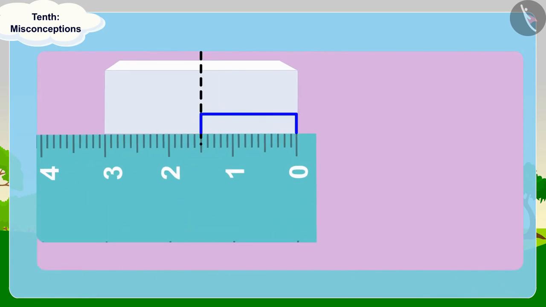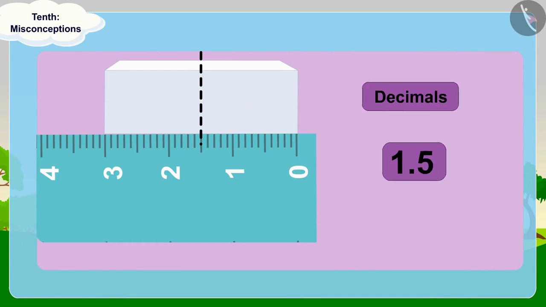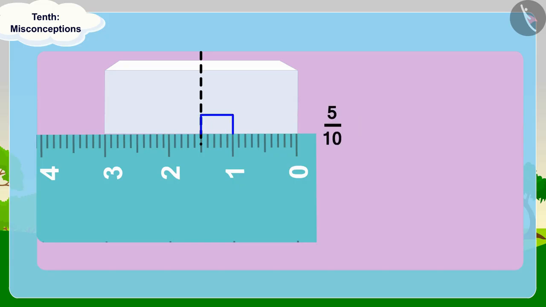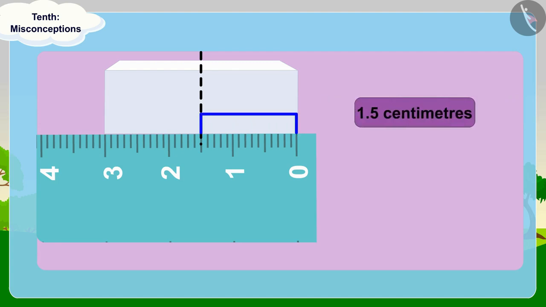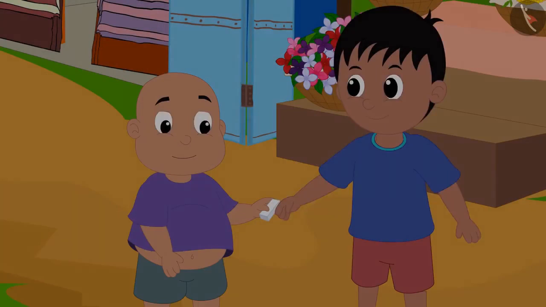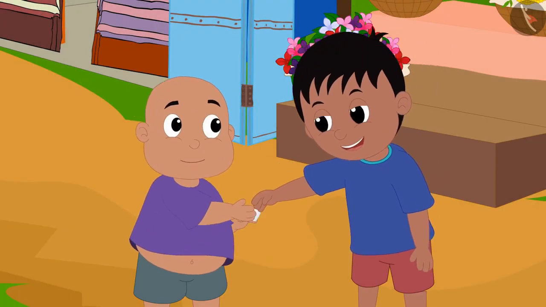Half of the eraser is 5/10 more than a centimeter. So we can write it as 1.5 using decimals. And we also know that 1/10 of a centimeter is equal to 1 millimeter. So 5/10 of a centimeter will be equal to 5 millimeters. Bunny's statement is absolutely correct. Half of the eraser is 1.5 centimeters or 1 centimeter and 5 millimeters long. Raju and Bablu split the eraser in half.